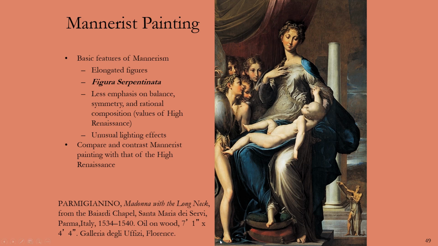It's called the figura serpentinata, a serpentine figure. These snake-like, undulating forms dominate everything. Mannerism is about the artist's vision above everything else.